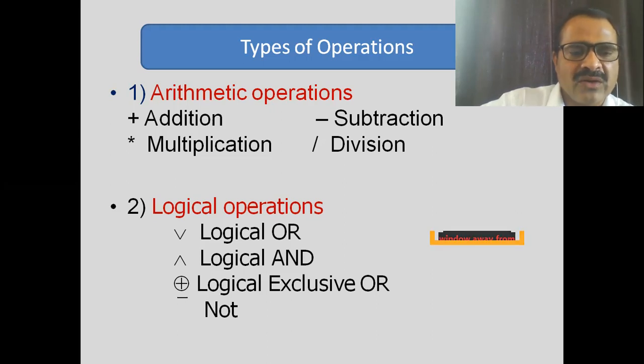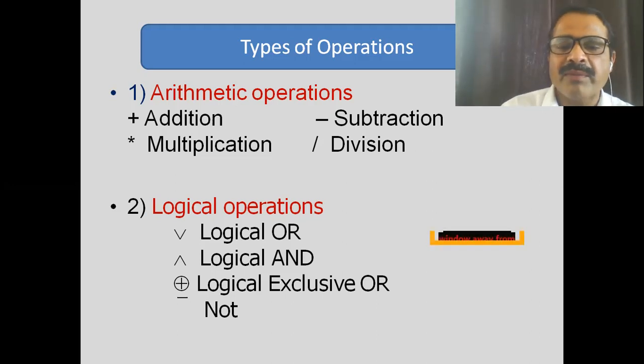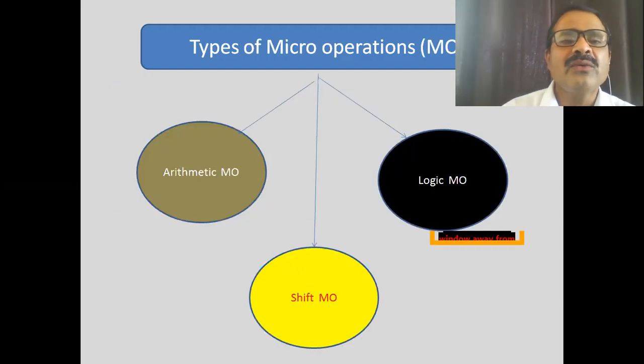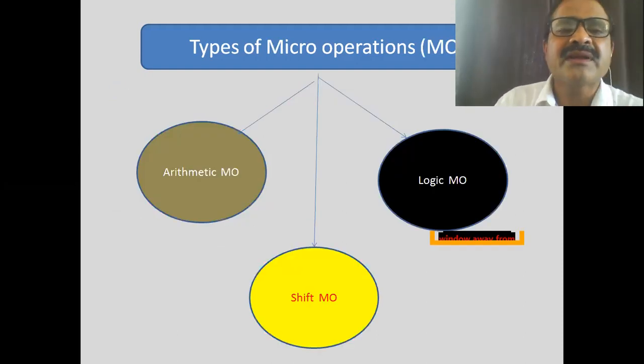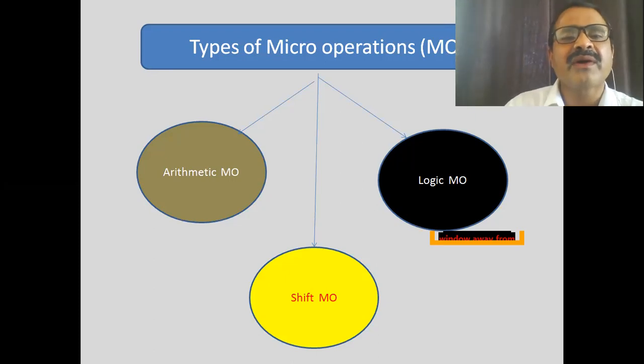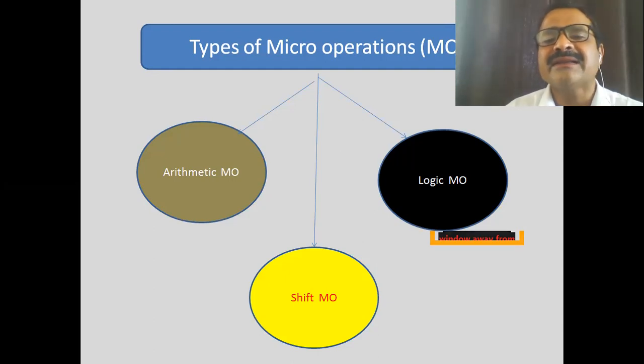One is logical OR, whose symbol is displayed there. Then logical AND, and its symbol is there. Then logical exclusive OR, XOR we can say, and there is a NOT operation, which is called an inverter, or it is also called a complement. Now, today our major focus is on the types of micro operations. Presently, I will refer to micro operations as MO.